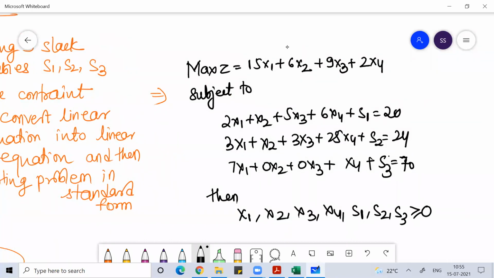And because you introduced three slack variables, you can write here in the objective function 0 s1 plus 0 s2 plus 0 s3.